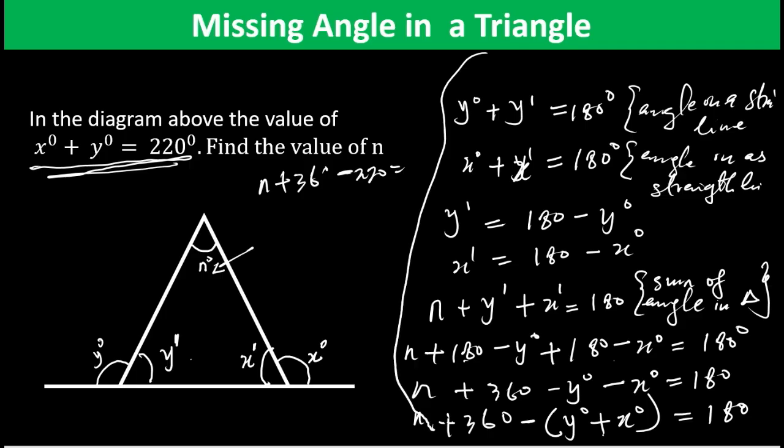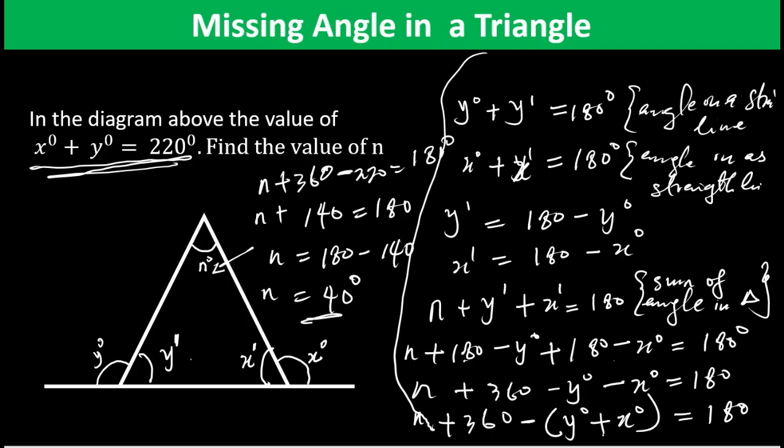180 degrees. I don't want to open a new slide, I just want to manage within this space. So n, this is 360 minus 220, that's n plus 140 is equal to 180. N obviously is equal to 180 minus 140. N is equal to 40 degrees. So in place of n here, I can have 40 degrees. With this, I hope you understand how to treat missing angles in a triangle.